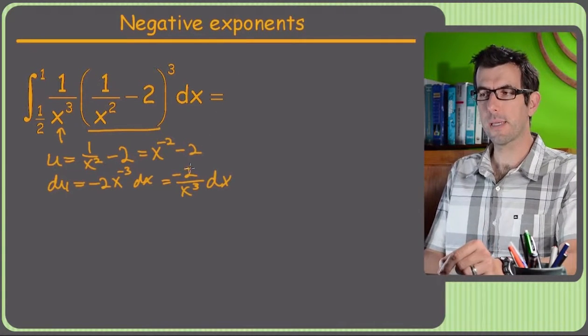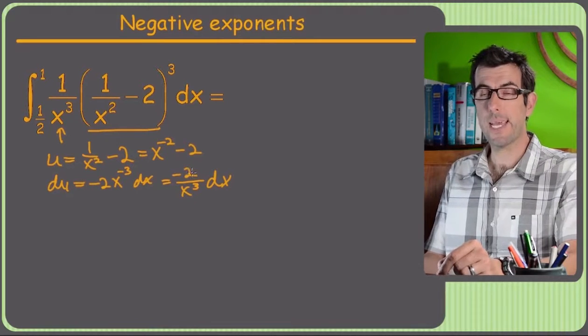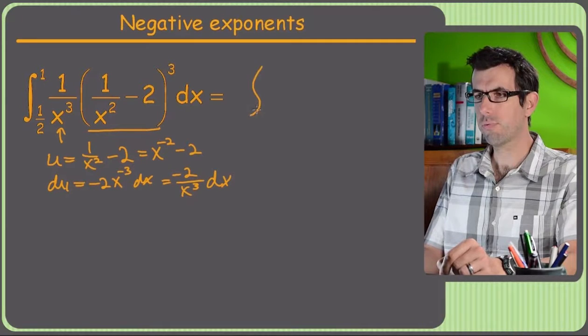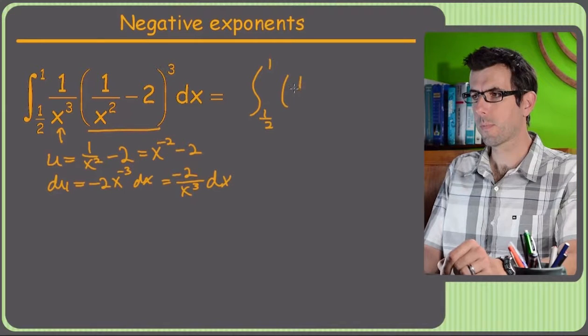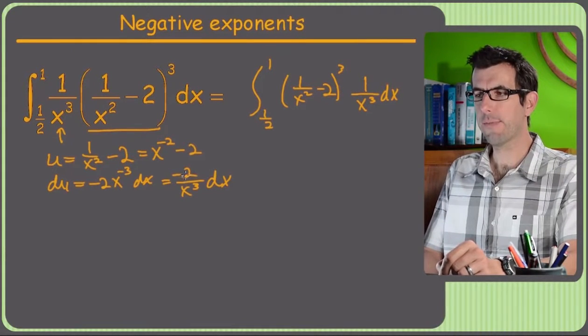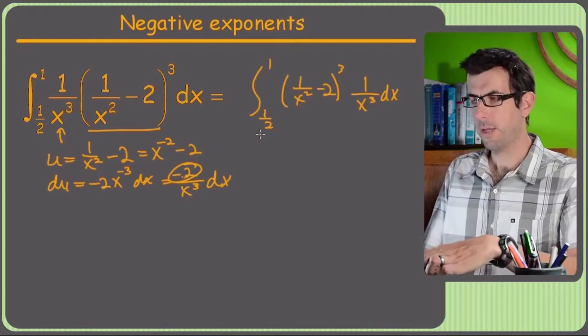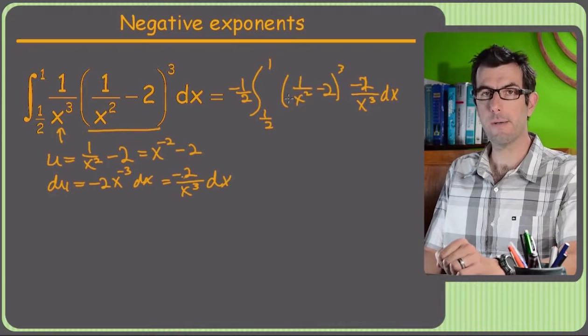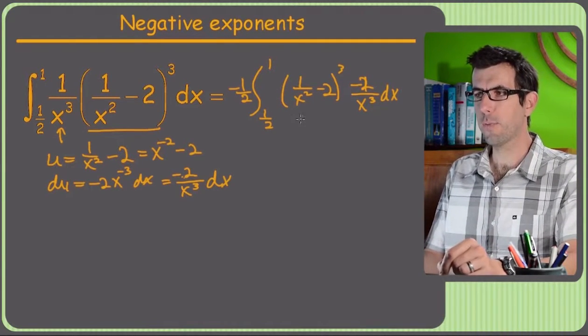The only thing I'm missing is instead of having a 1 upstairs, I'd really like to have a negative 2 upstairs. So I'm just going to rewrite this. 1 over x squared minus 2 cubed. And then I'm going to put that 1 over x cubed behind this situation. Alright, so I wish I had a negative 2. I need a negative 2. So what I'm going to do is put a negative 2 here and a negative 1/2 here, which is what we've been doing, right? Alright, so at this point I could just integrate.